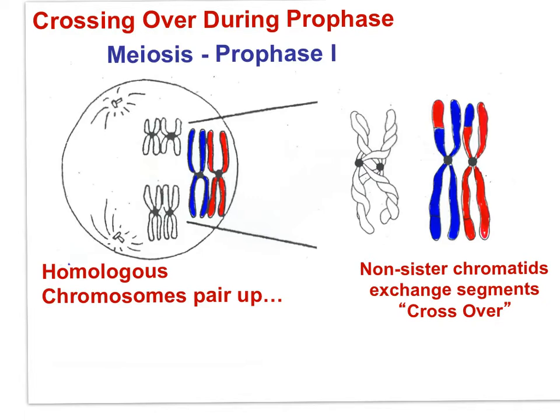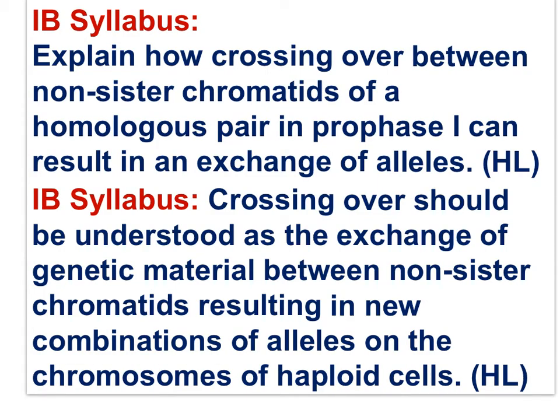Be patient. So here are the 2 HL-IB syllabus statements relating to crossover, and they will guide the next section of this movie. Explain how crossing over between non-sister chromatids of a homologous pair in prophase I can result in an exchange of alleles. Crossing over should be understood as the exchange of genetic material between non-sister chromatids, resulting in new combinations of alleles on the chromosomes of haploid cells.